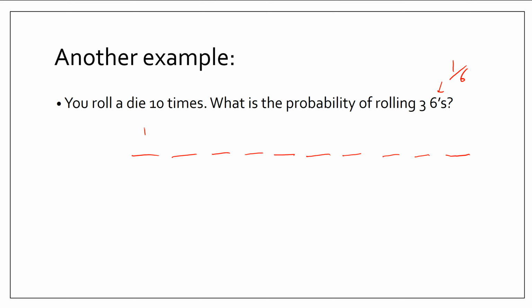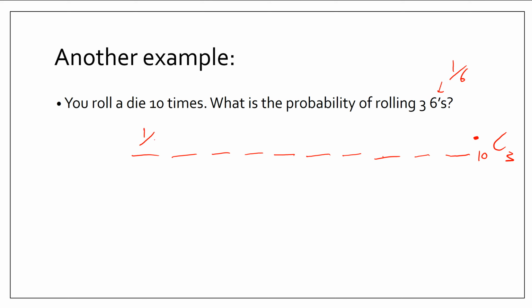Is it happening first? Is it happening fourth? Is it happening last? I don't know. I don't know where to put the 6's. And so in order to figure out all the different possible combinations of places I could put the 6's, I need to multiply this probability times 10 for the 10 slots, choosing 3, because it's choosing where to put the 6's. Interesting.